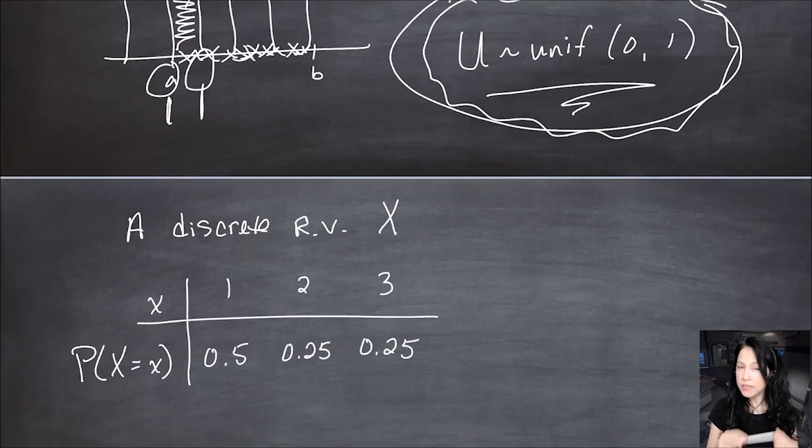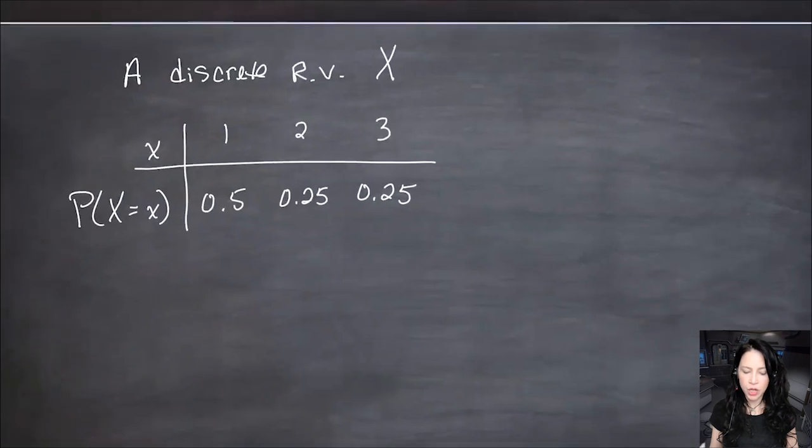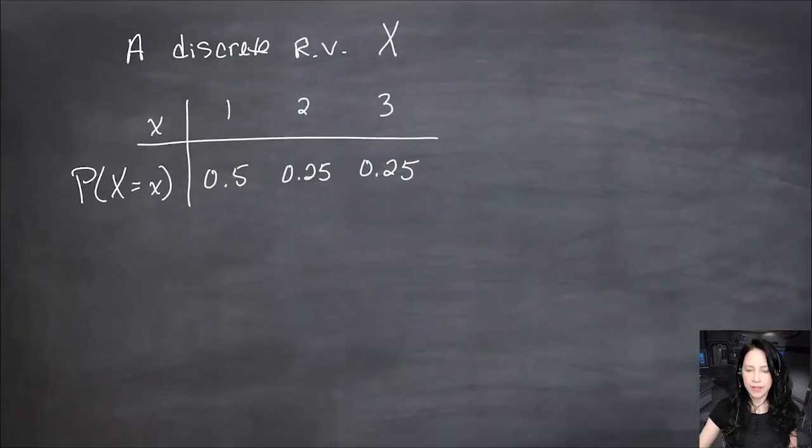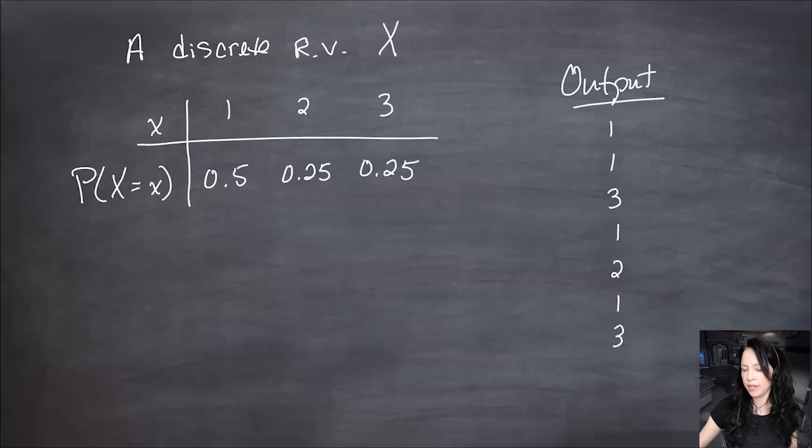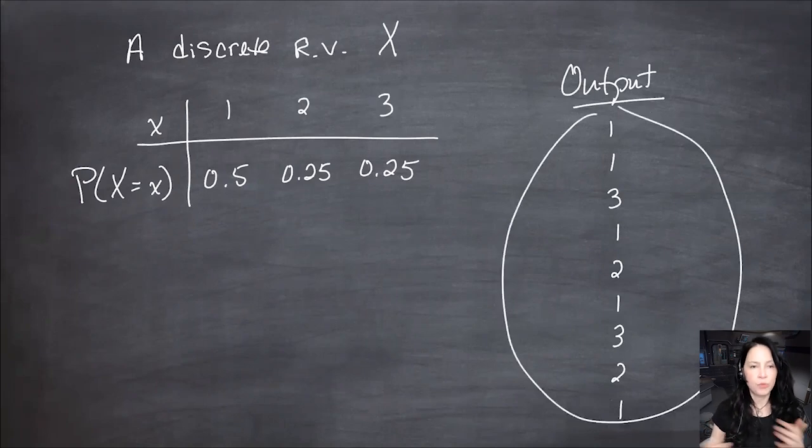So if you wanted to simulate from this distribution, what you want is an algorithm that will give you output where you'll see a 1, a 1, a 3, a 1, a 2, a 1, a 3, 2, 1. And in the long run, half of these will be 1s, a quarter of them will be 2s, and a quarter will be 3s. That's the goal. And assuming that you can get that uniformly distributed random number, continuous on the interval from 0 to 1, here's how you would do this.